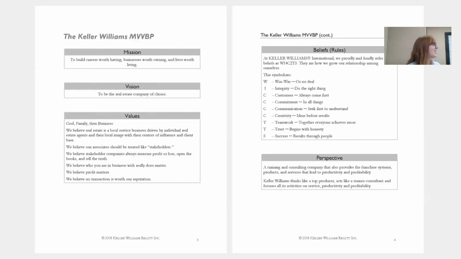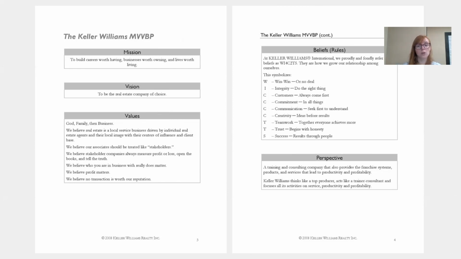So that leads us into the MVVBP. That literally means mission, vision, values, beliefs, and perspectives. So obviously our vision is to be the real estate company of choice, but also we have a very firm belief system, and that is the Y4C2Ts. So this, again, they just voted to add the E, and I know that the E stands for equity, but I don't know what its little catchphrase part is. So I'm just gonna say that part when we get there.